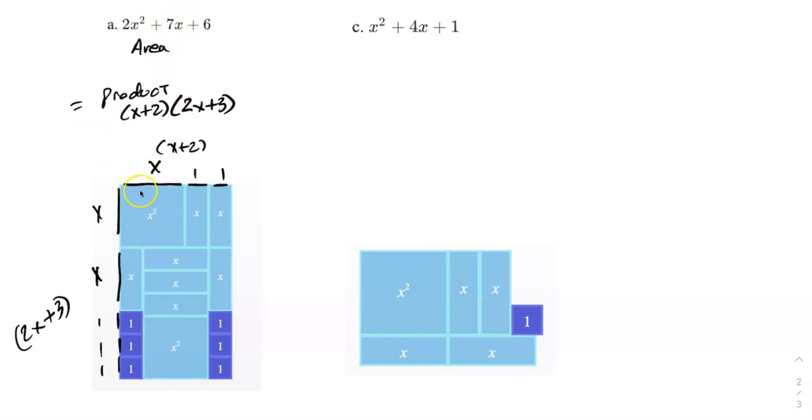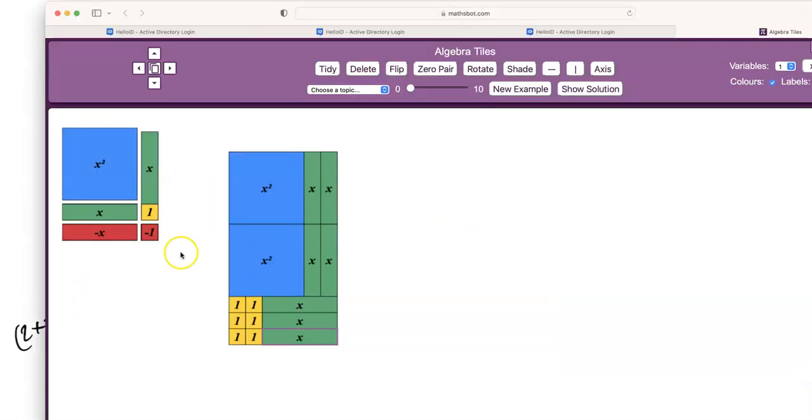And then figure out the sides. x, 1, 1, x, x, 1, 1, 1: 2x plus 3. If I go back to my algebra tiles, it would be the same thing. This would be 2x and x, 2x plus 3, and x plus 1. So no matter how you do it, it works out.